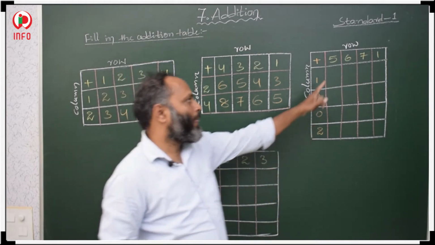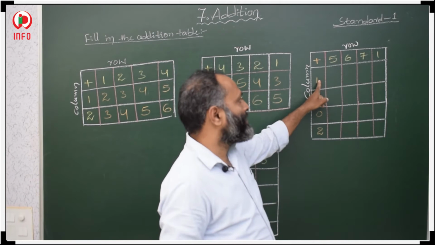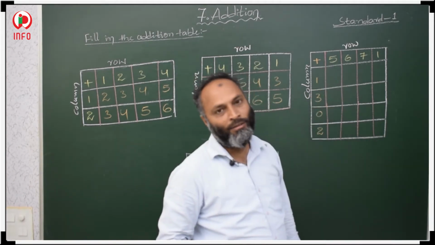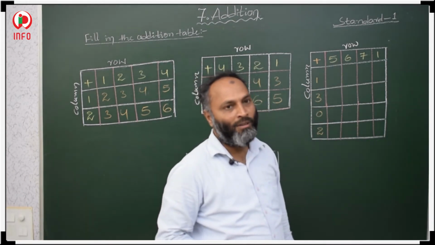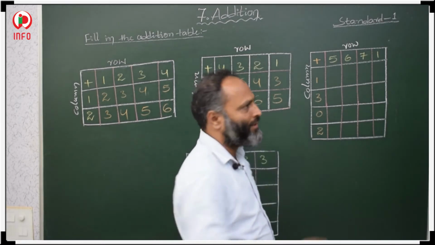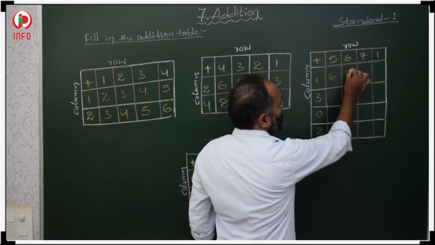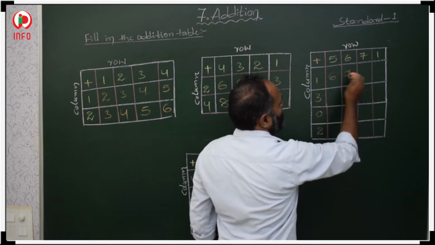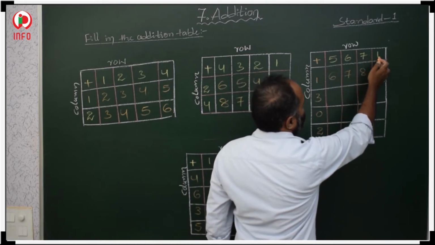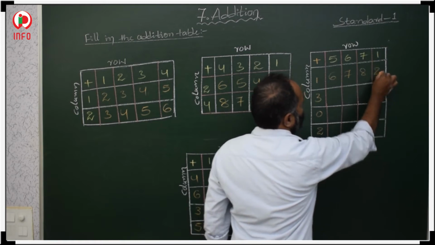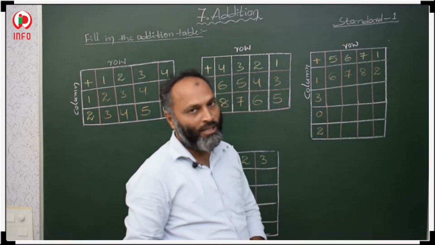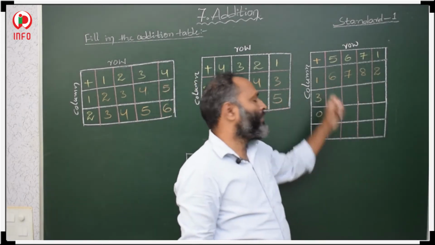Next here, 5. If 1 is added to the number, then what will we get? The very next number. 5's very next number is 6. 6's very next number is 7. 7's very next number is 8. And 1's very next number is 2. These numbers we will get when we add 1.